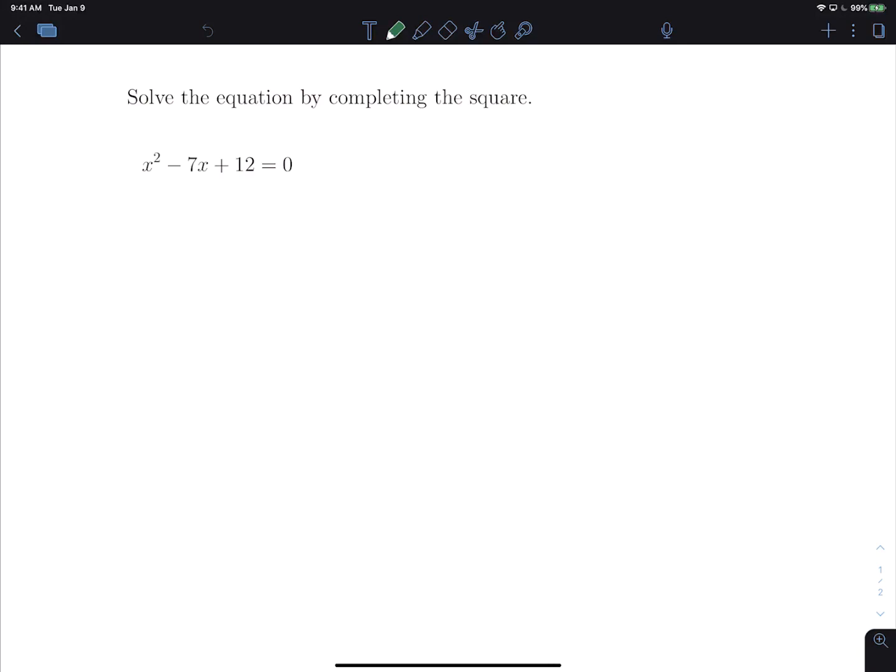Hello. In this video, we're going to go ahead and solve the equation by completing the square. The equation is x squared minus 7x plus 12 equals 0. The first thing we're going to want to do is put this in the form of x squared plus bx equals c.